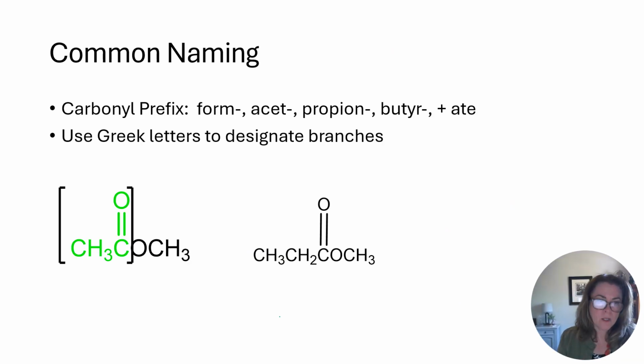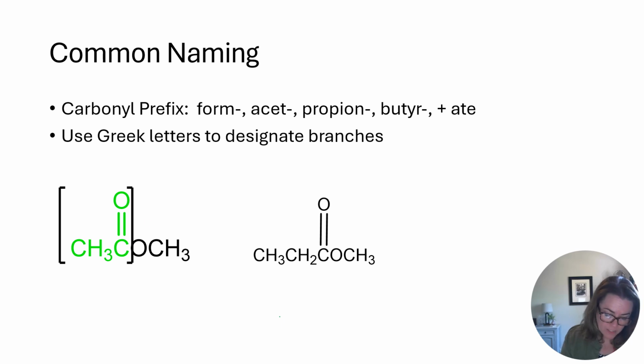Okay, so we're going to run through some common naming. The carbonyl is going to get a prefix for the number of carbons, just like we've seen before. This time it's going to end in -ate instead of -oate. Our alcohol is going to stay the same. And then just like we've used before, the Greek letters will be used to designate branches. So alpha, beta, gamma, that sort of thing.